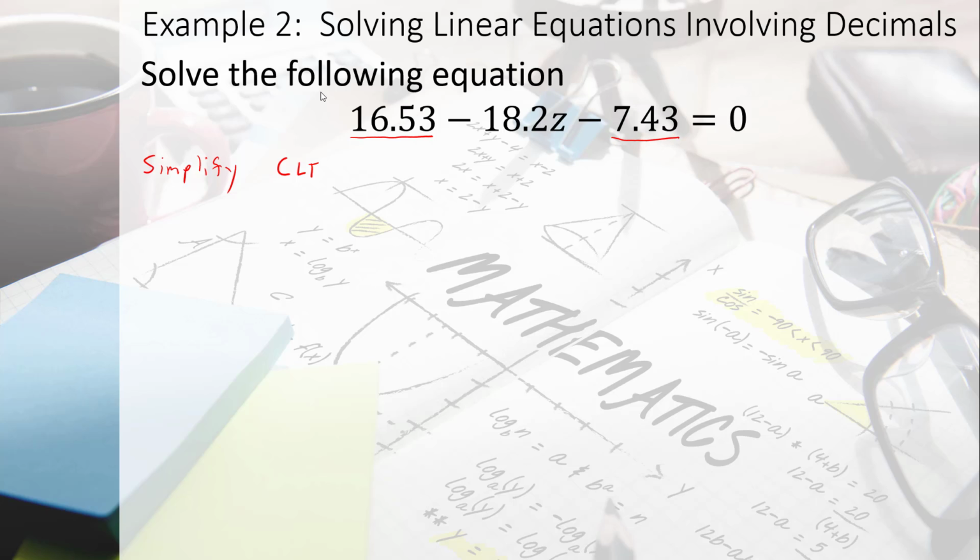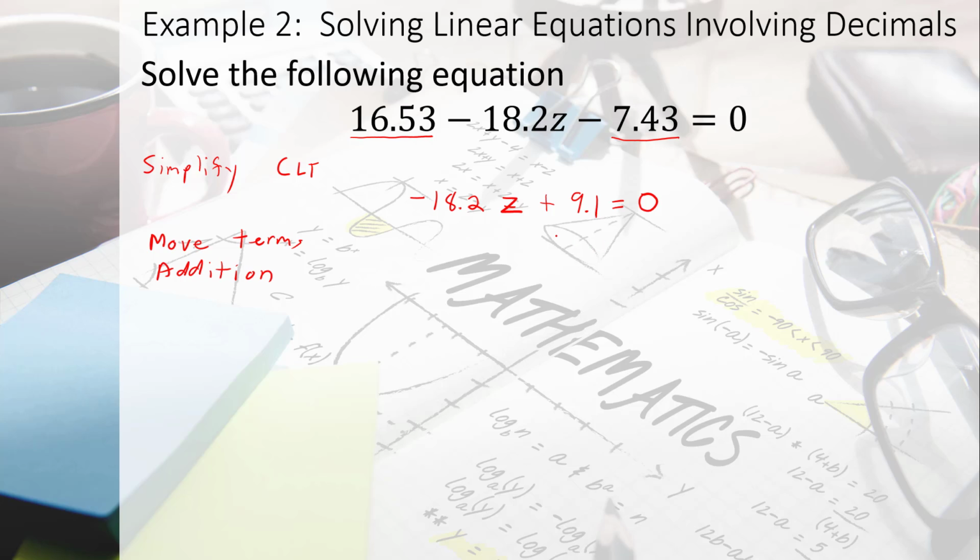And it turns out that 16.53 minus 7.43 is 9.1. So we will now have negative 18.2z plus 9.1 is equal to 0. Now we need to move this term over here. So we want to move terms, and that means using the addition principle of equality.